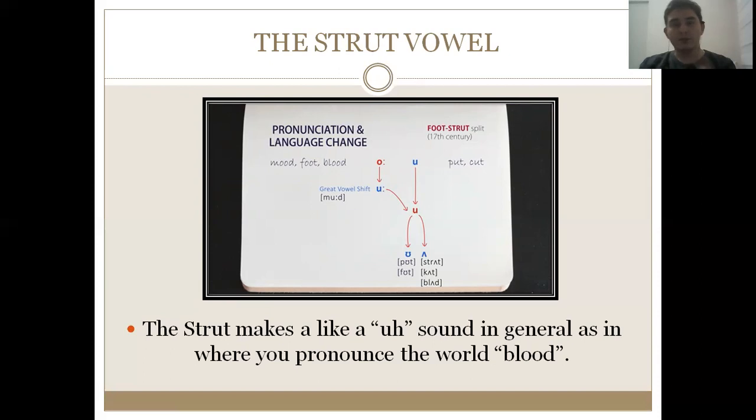If you remember from part one, we also saw a split in the trap vowel. And I guess this is in the same period. As with the trap vowel, this vowel change didn't happen in the northern parts of Britain. People in northern Britain still pronounce words like strut, cut, or blood as it was before the 17th century. So again, the strut vowel makes a sound as in "blood".